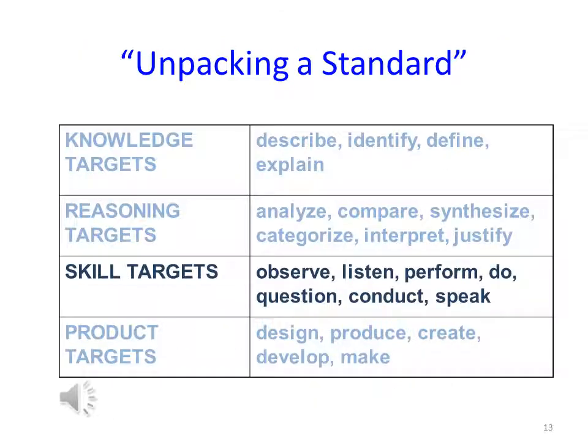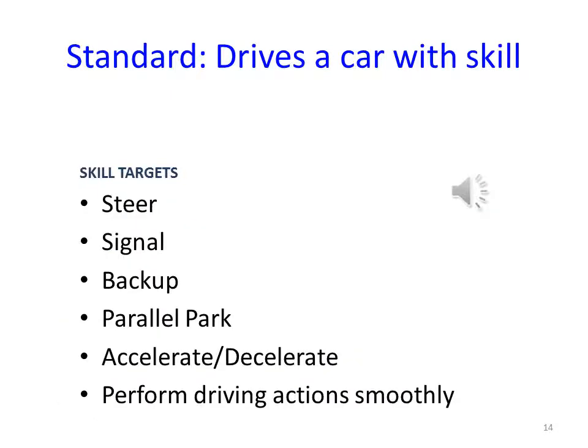Let's keep unpacking. Skill targets. What skill targets are part of our standard? If I'm going to drive a car with skill, some of the skill targets are that I can steer, I can signal, I can back up, I can parallel park, I can accelerate, decelerate, and I can perform driving actions smoothly and accurately. These are all the skills that I need to meet the standard.